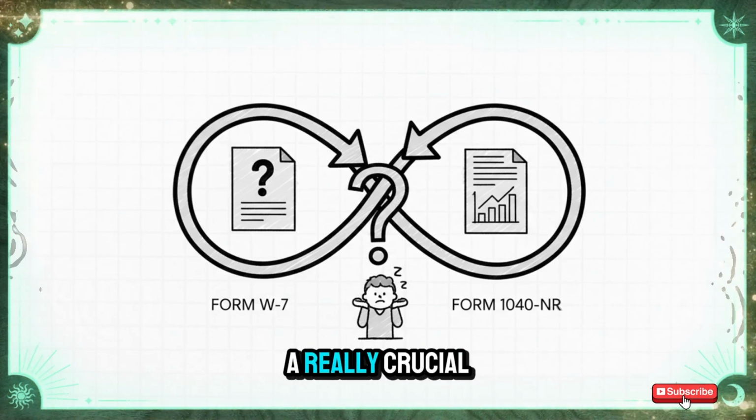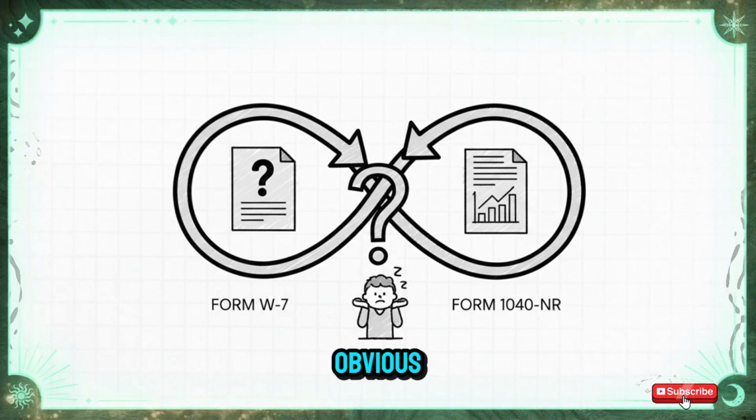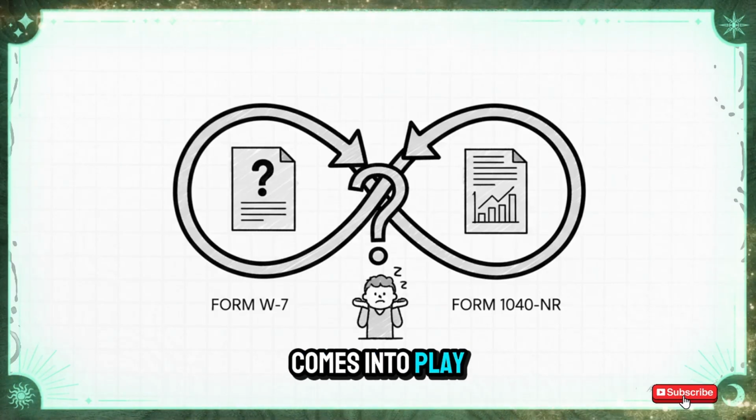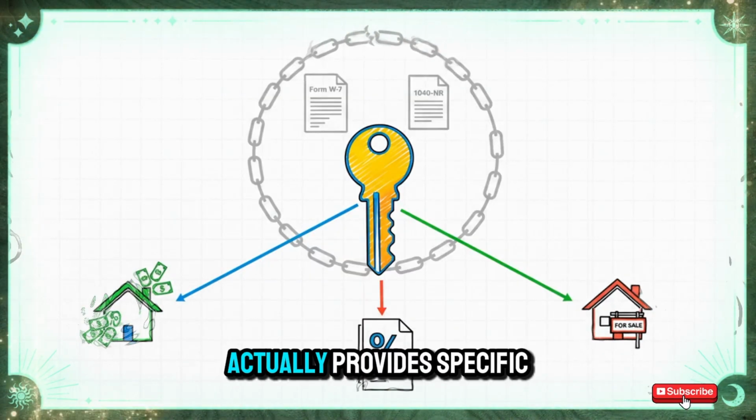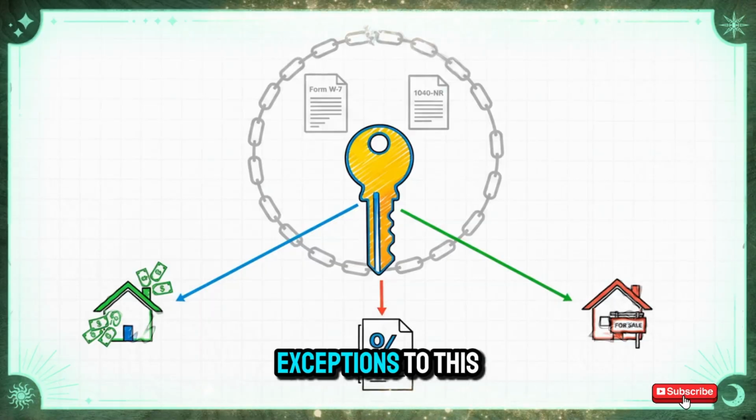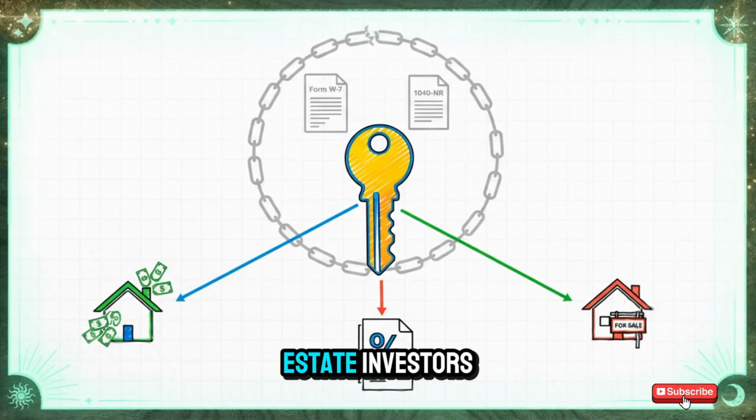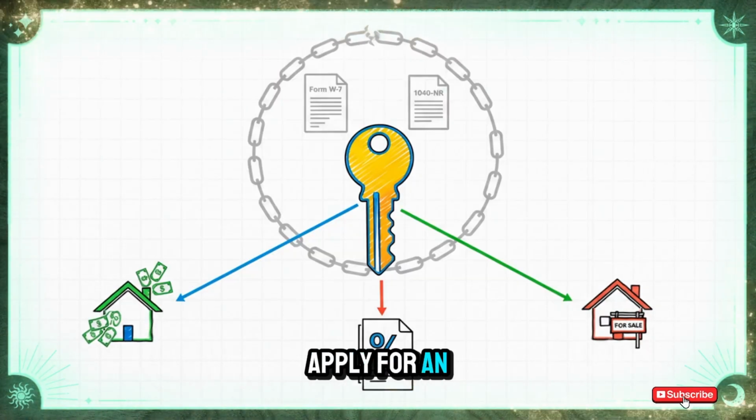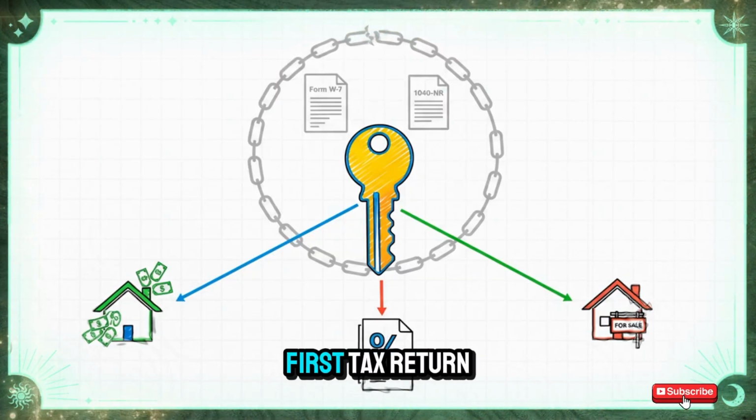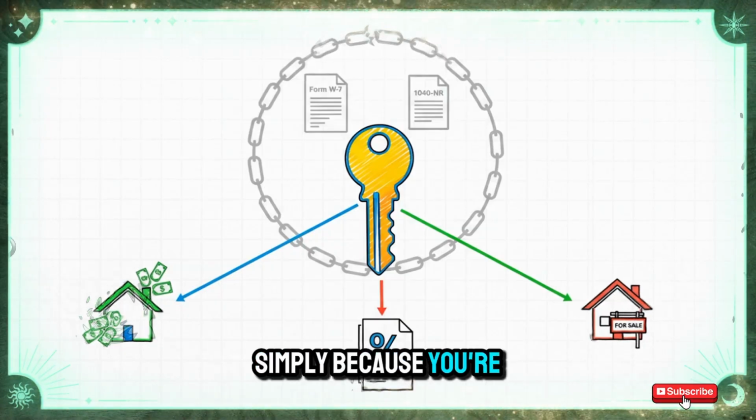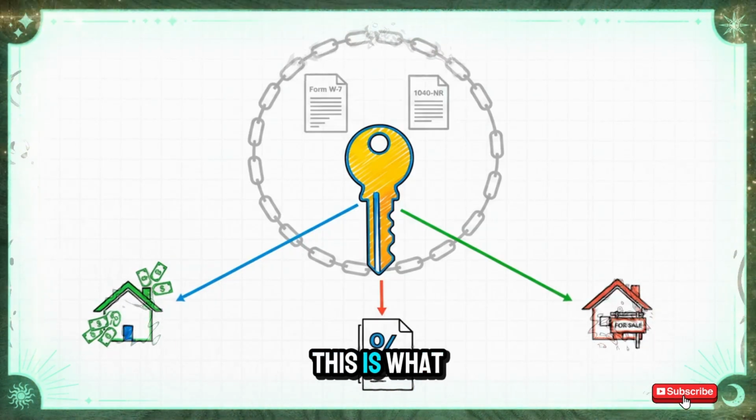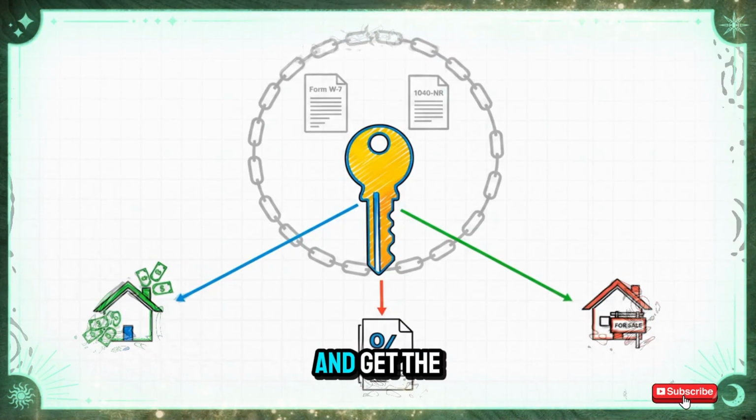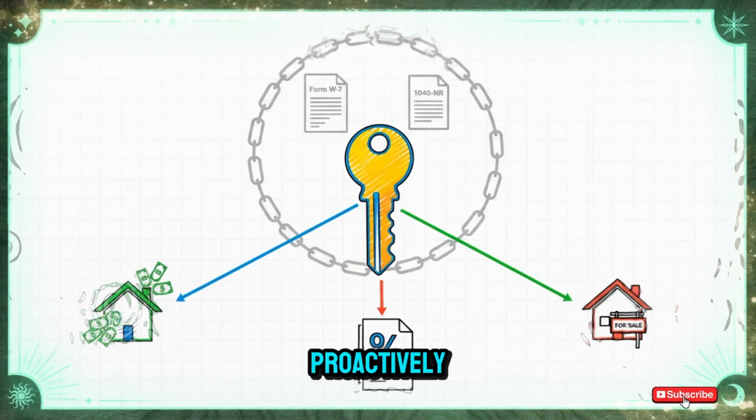This is where a really crucial and not so obvious piece of information comes into play. The key is that the IRS actually provides specific exceptions to this rule. And for real estate investors, there's a huge one, an exception that lets you apply for an ITIN before filing your first tax return simply because you're receiving rental income. This is what lets you break that bureaucratic loop and get the whole process started proactively.